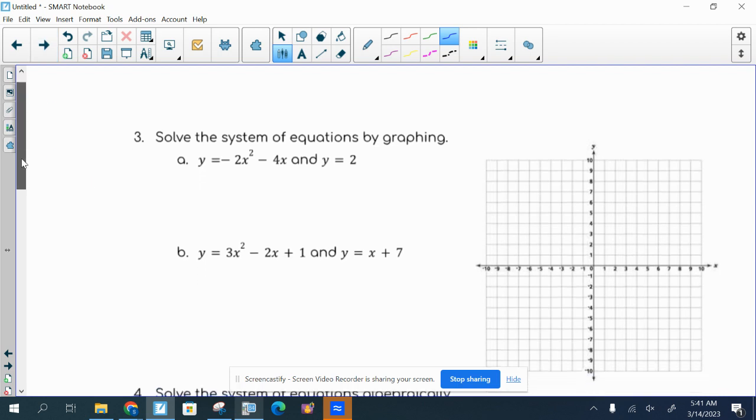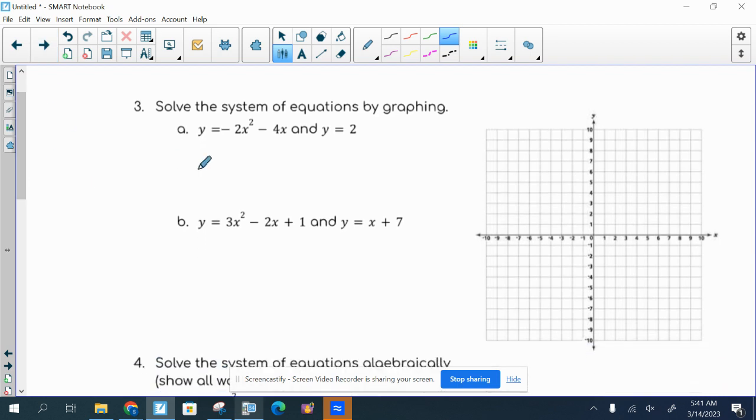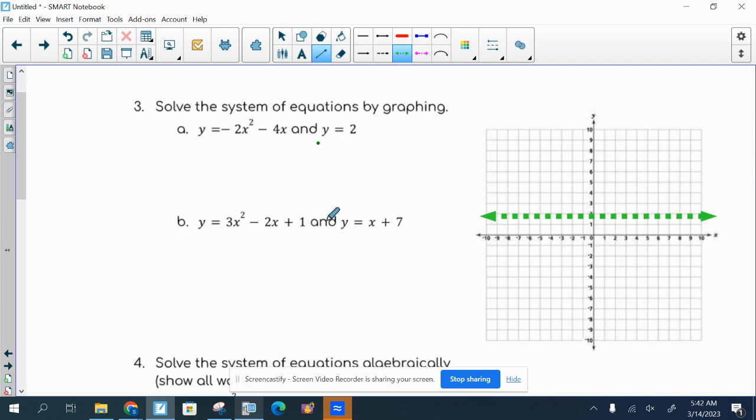For 3, you're going to solve by graphing. So remember, we have a quadratic and a linear, so the y equals 2. That's going to be a horizontal line going through 2. So I'm going to get my line tool. So that's that equation. And then for the quadratic, we're going to need to find the vertex.